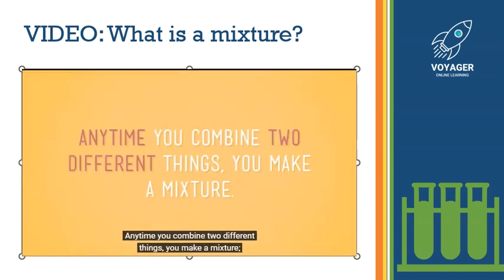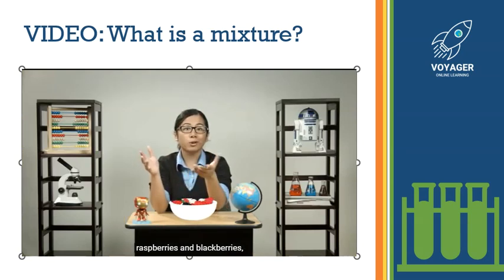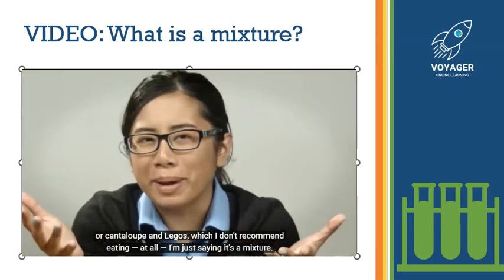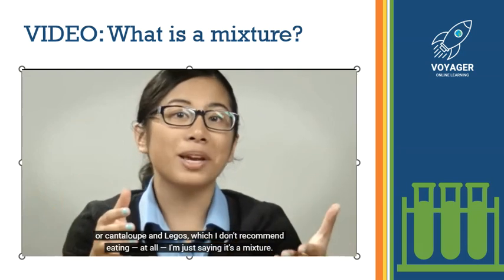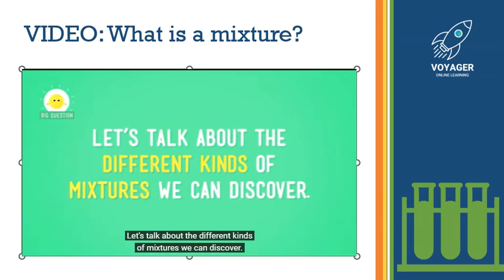Anytime you combine 2 different things, you make a mixture. Whether it's strawberries and bananas, raspberries and blackberries, or cantaloupe and Legos. Which I don't recommend eating at all. I'm just saying it's a mixture. So let's have a little science with our picnic, shall we? Let's talk about the different kinds of mixtures we can discover.